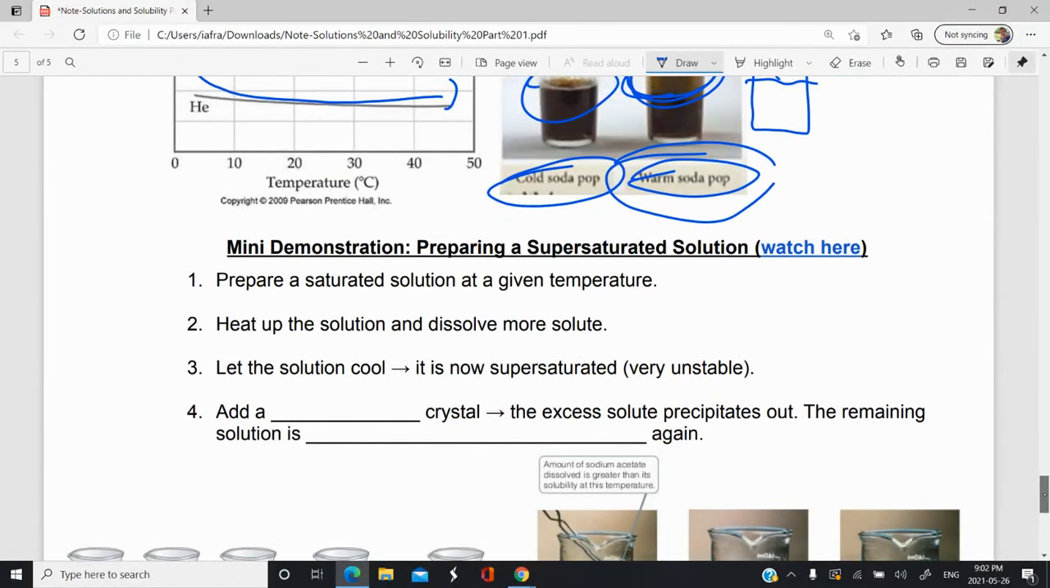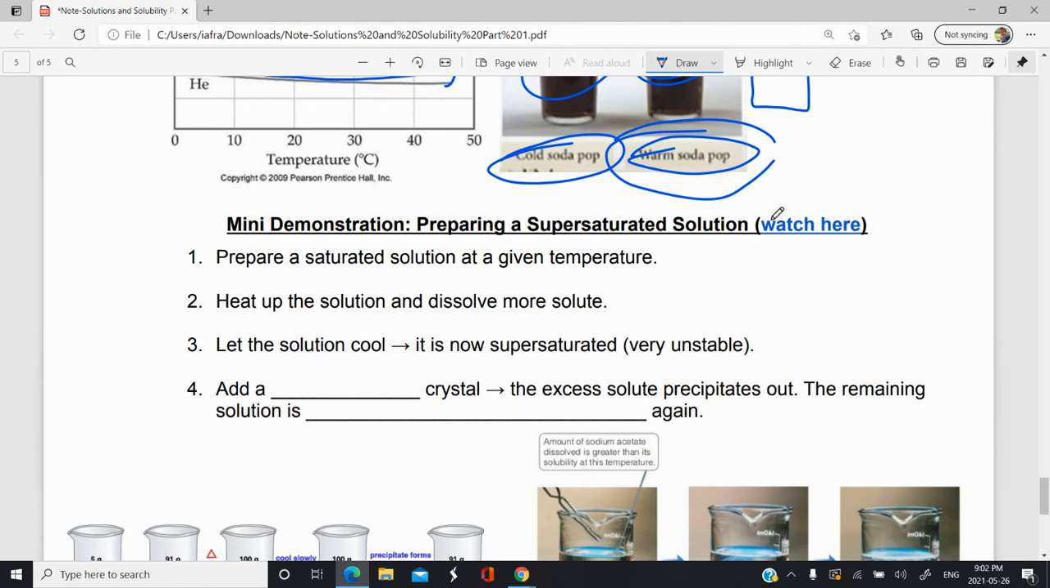And in the last video, we're going to take a look at supersaturated solutions. There's a demonstration you'll watch regarding how that works, and I'll walk you through how you would prepare a supersaturated solution.